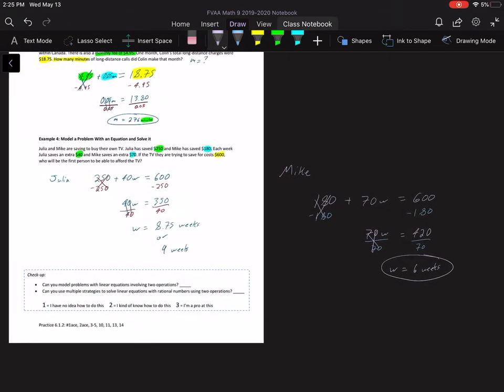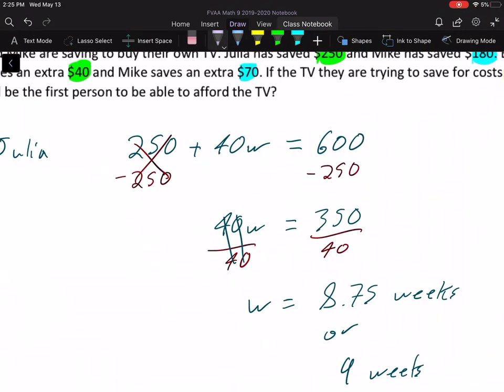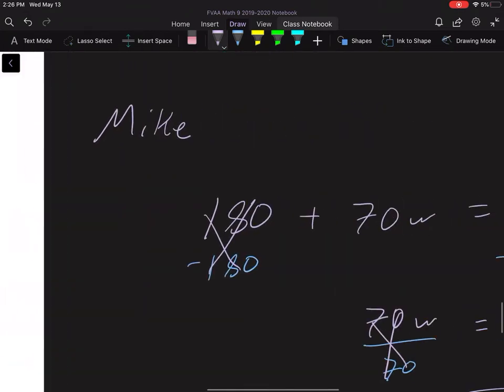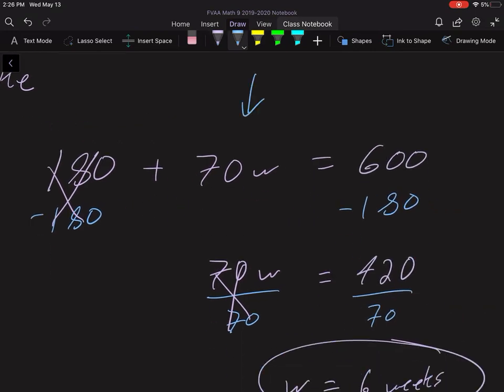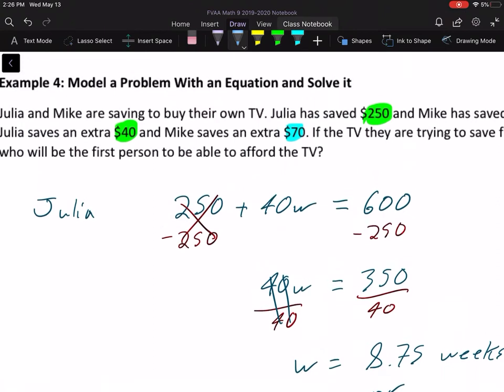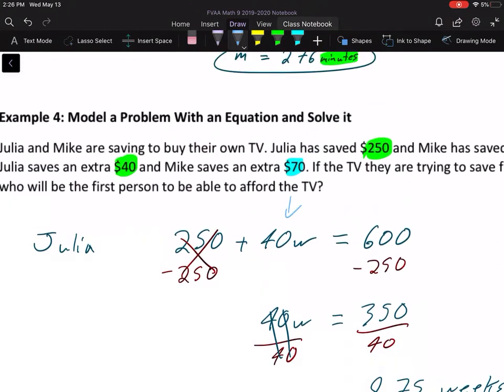And this also highlights an important truth in finances. If you want to save money, yes, it helps to have an initial value that you've saved, like the $250 Julia had versus only the $180 that Mike had. However, at the end of the day, it's the person that saves the most on a regular basis, which was Mike, that's going to win the race, and not the person that saves less but had the larger initial amount. That is a very, very important truth in finance, one that I hope you will remember.